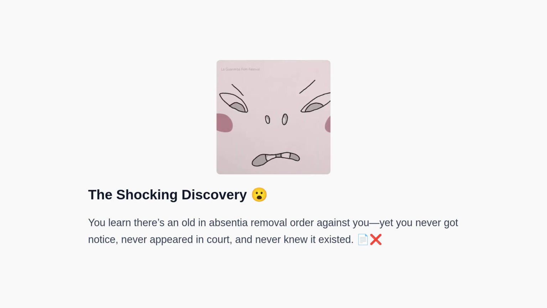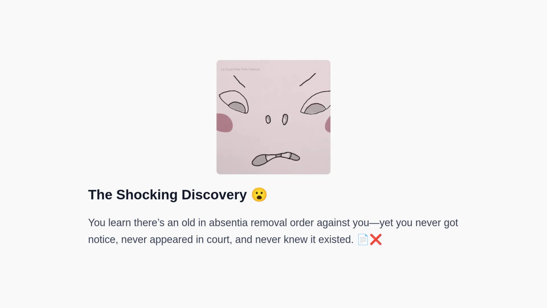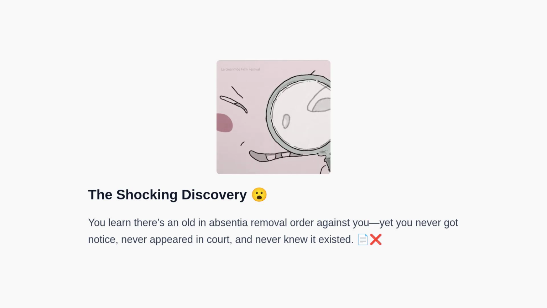Now imagine discovering an old in absentia removal order that you never knew about. You never received any court notice, you never appeared, and there was no formal process you were aware of. Unfortunately, this is not rare and exposes due process problems in notice systems and record keeping.